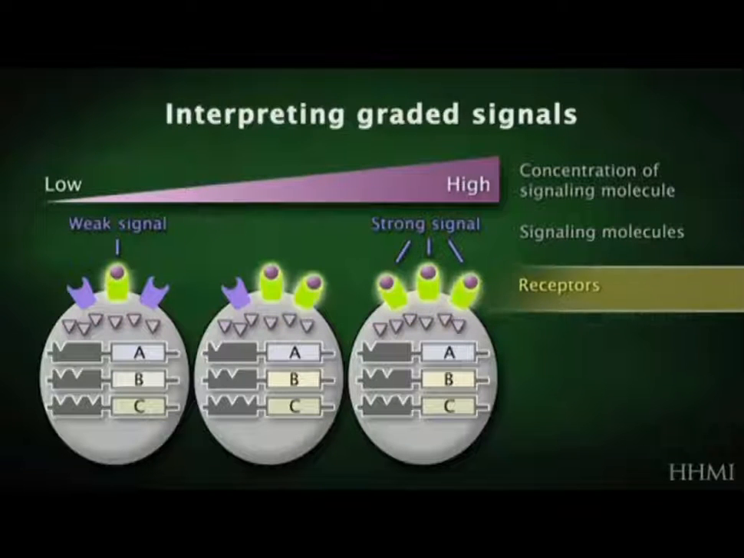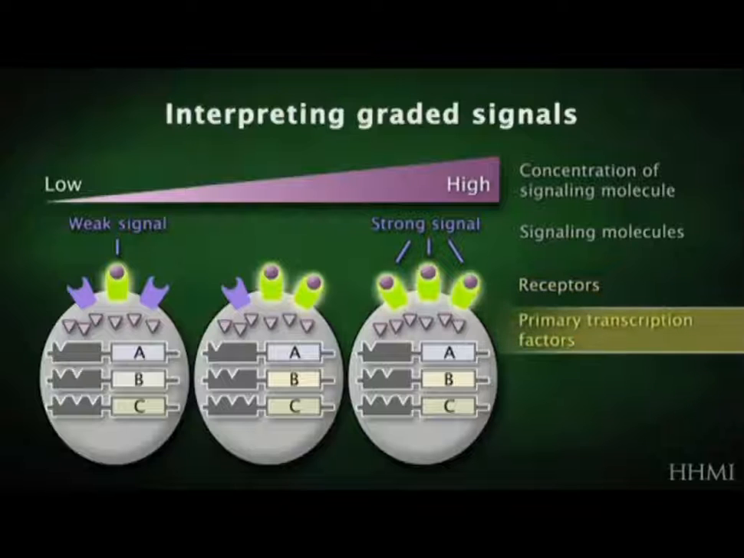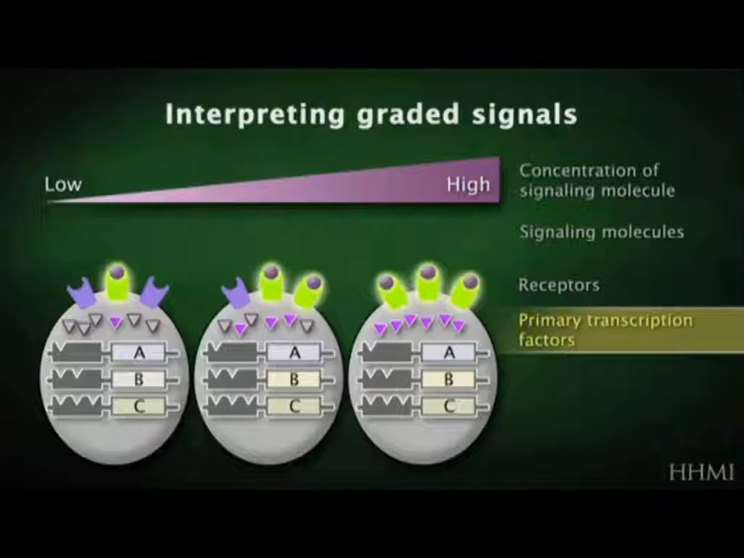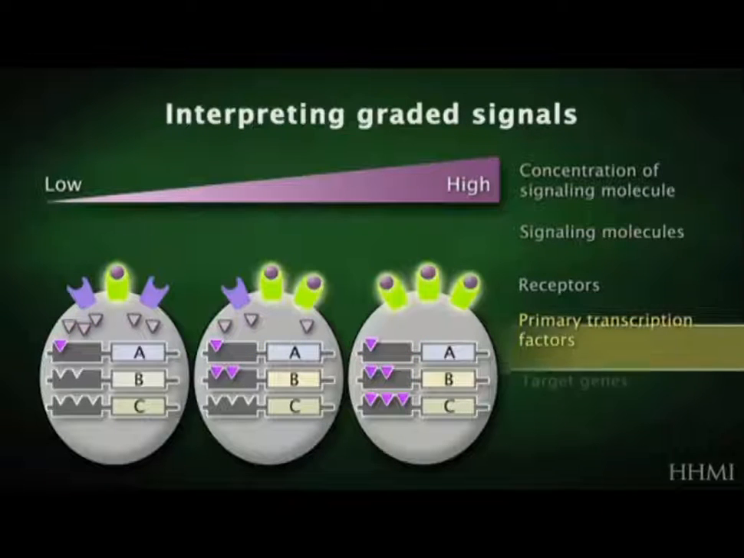And then as a consequence of that, you initiate the activation of a first set of these transcription factors that are sitting in the cell waiting for the signal. So these factors are present, but they need to be activated either by addition of a phosphate group or clipping off a bit of the protein. And so as a function of the concentration of signal, you activate different levels of these transcription factors, the purple triangles shown here.